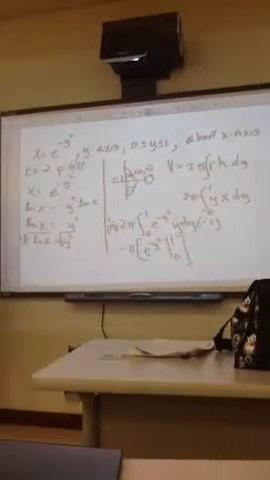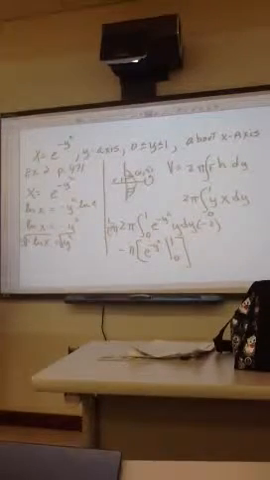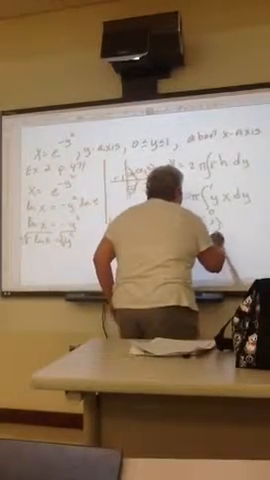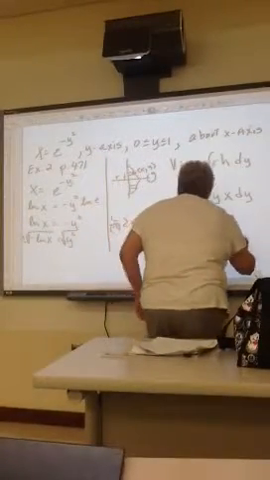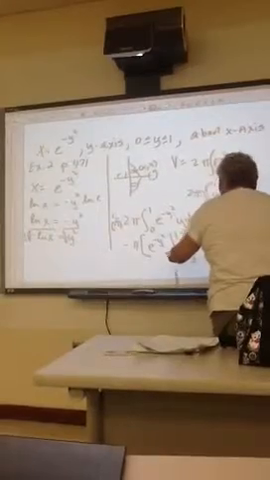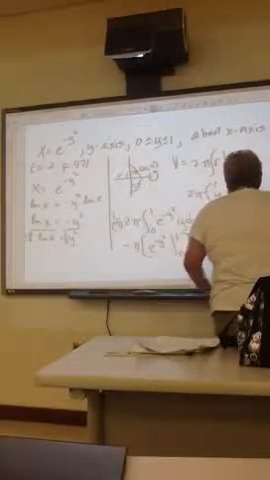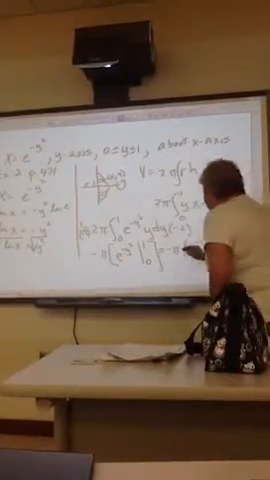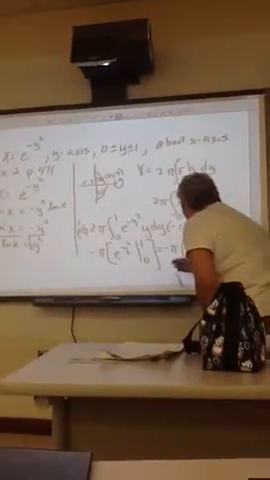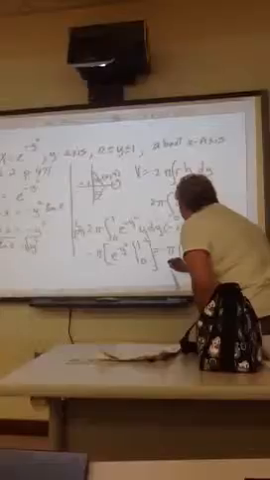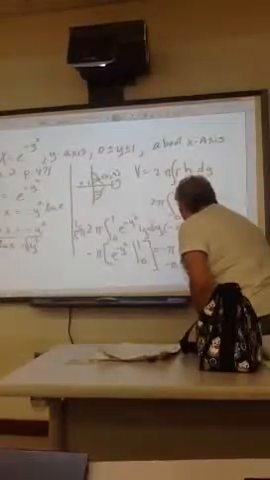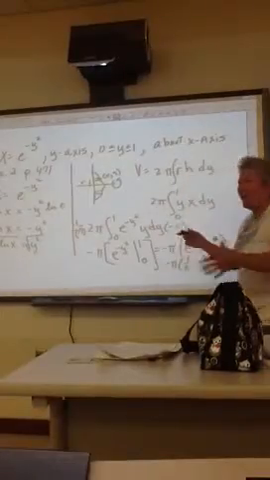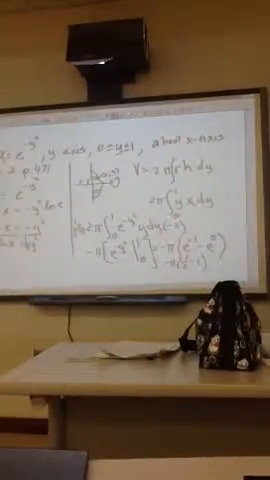So e to the negative 1 minus e to the 0. So it's a negative pi times 1 over e minus 1, multiply it out, whatever he does to get his final answer.